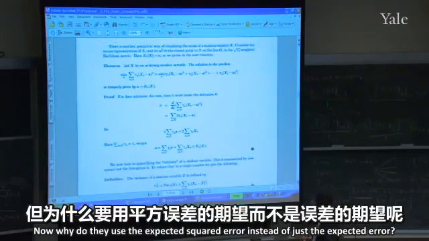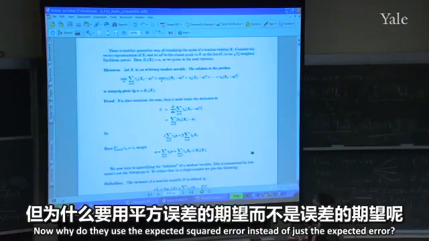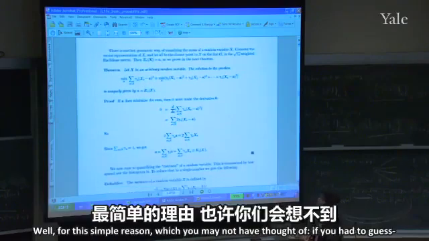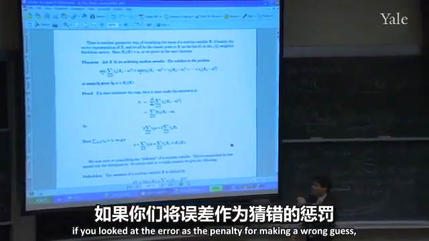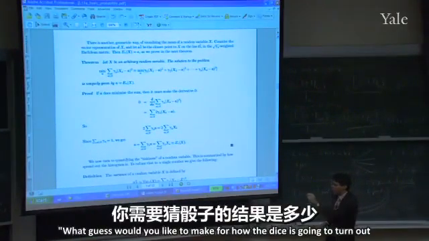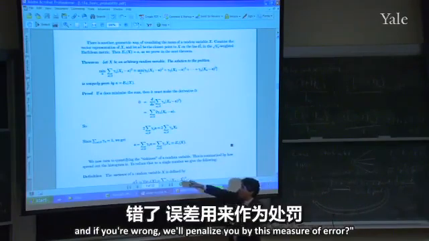Now, why do they use the expected squared error instead of just the expected error? Well, for this simple reason, which you may not have thought of: if you looked at the error as the penalty for making a wrong guess, and you were forced at the beginning to say what guess you would like to make for how the die is going to turn out, and if you're wrong, we'll penalize you by this measure of error.